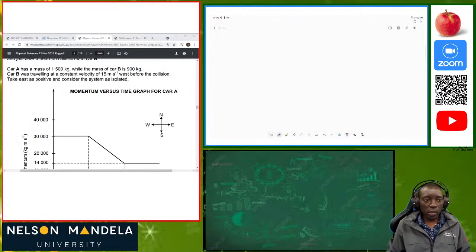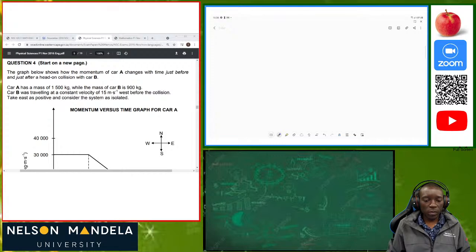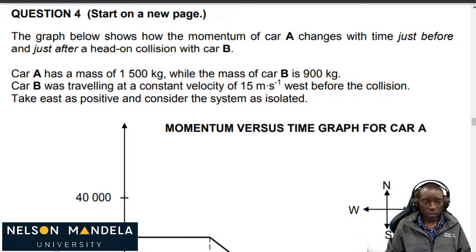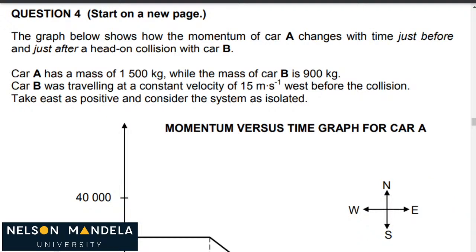Okay, so let's look at question number 4, which is showing right now. The graph below shows how the momentum of a car A changes with time just before and just after a head-on collision with car B. Car A has a mass of 1,500 kgs, while the mass of car B is 900 kgs. Car B was traveling at a constant velocity of 15 meters per second west before the collision. Take east as positive and consider the system as isolated.